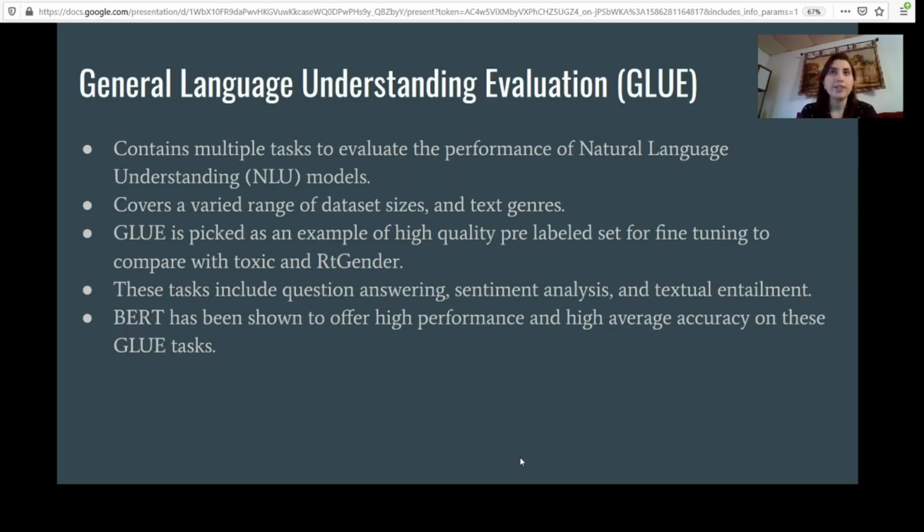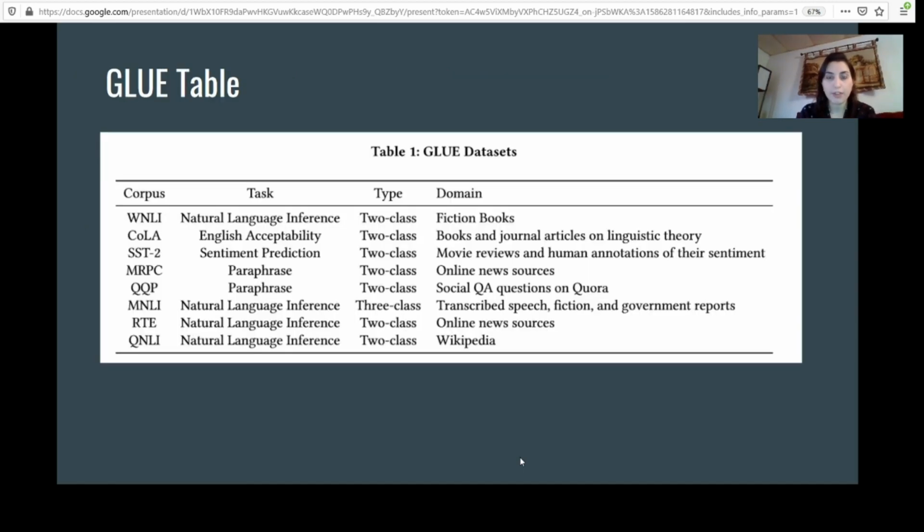General Language Understanding Evaluation is one of the data sets that we've been using to fine-tune. It's called GLUE, and it covers different data set sizes. It covers a lot of text genres. You can see in this table I brought the domain of these different tasks. For example, fiction books, Wikipedia, online news sources, there are different domains. Most of them have 2 classes, but one of them has 3 classes, and there are different tasks: paraphrase, whether one phrase is a paraphrase of another, and English acceptability, whether it's grammatically correct or not. The tasks include WNLI, COLA, SST2, and QQP. For example, QQP comes from Quora question answering, RTE is from online news sources, and QNLI comes from Wikipedia.